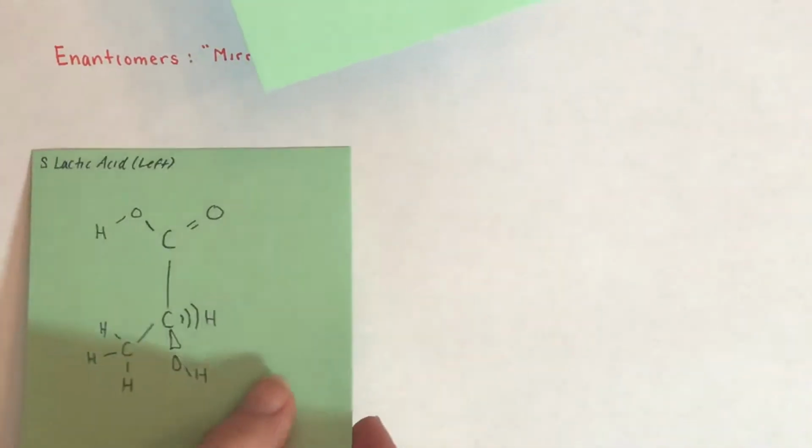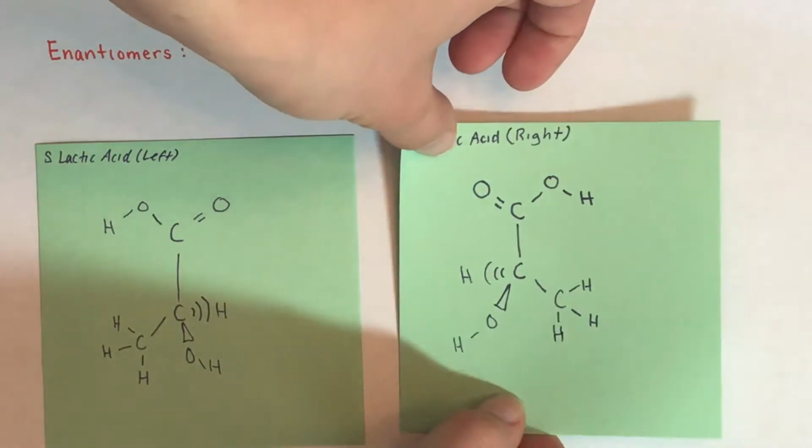Biology has their own version of left-footed and right-footed shoes called enantiomers. In biology, enantiomers are molecules which are mirror images of each other. They look alike, but they are not the same. An example of an enantiomer is lactic acid left and lactic acid right.